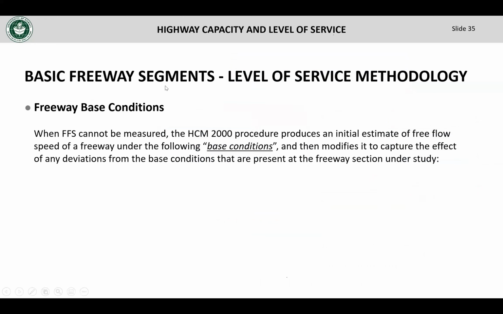So let's talk about freeway base conditions. When the free flow speed cannot be measured, the Highway Capacity Manual 2000, and actually I forgot to update this, should be now 2010 or 2016, the procedures produce an initial estimate of free flow speed of a freeway under the following base conditions, and then modify it to capture the effect of any deviation from the base conditions that are present at the freeway section under study. This is only when you are making the estimate.